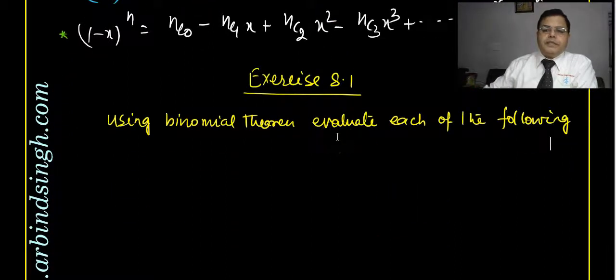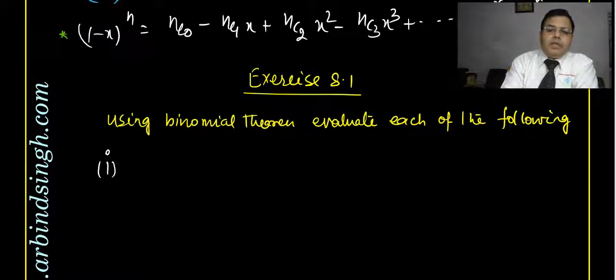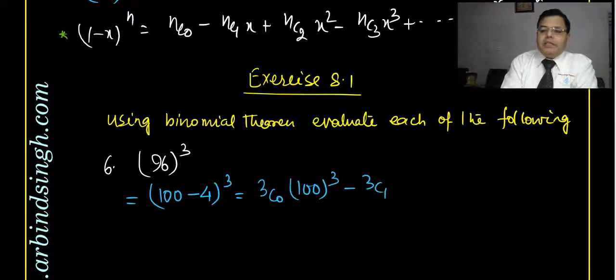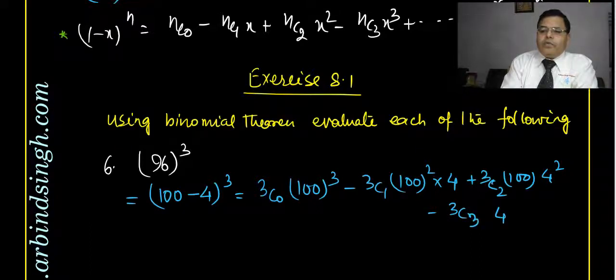So how to deal with this? The very first question, question number 6, is to calculate 96 whole to the power 3. So you can write 96 as (100 minus 4) whole to the power 3, and using the binomial expansion you can write 3C0 100 to the power 3 minus 3C1 100 to the power 2 into 4 plus 3C2 100 to the power 1 and 4 square minus 3C3 4 to the power 3, isn't it?